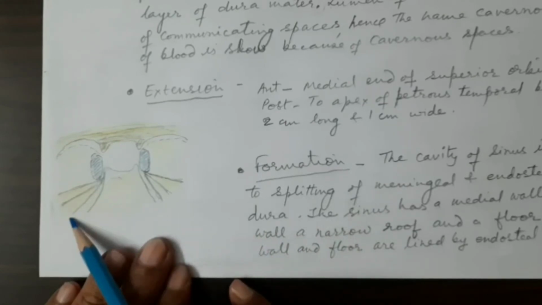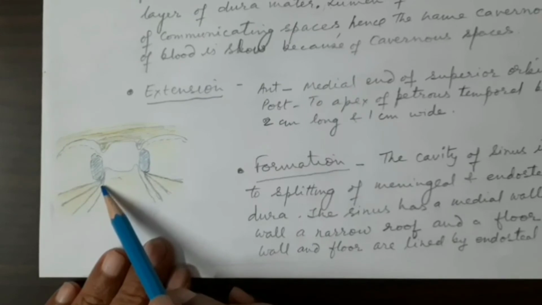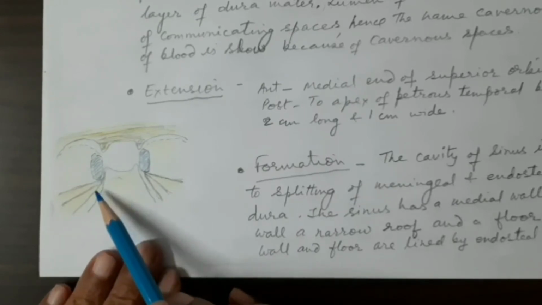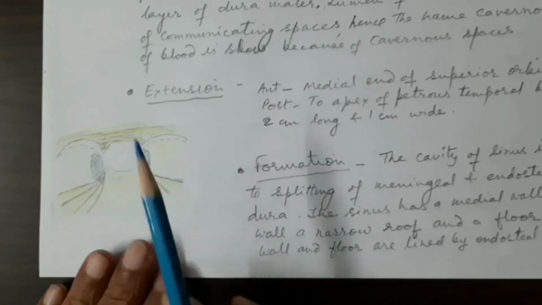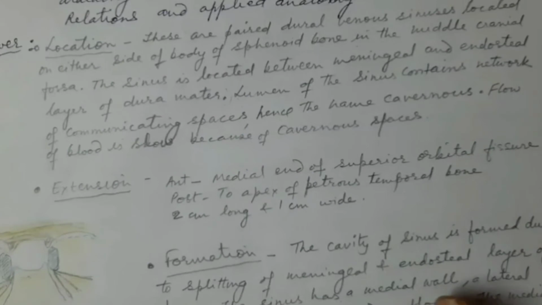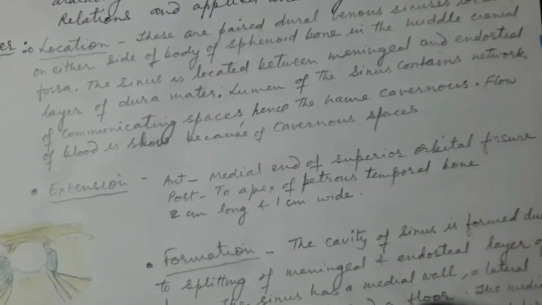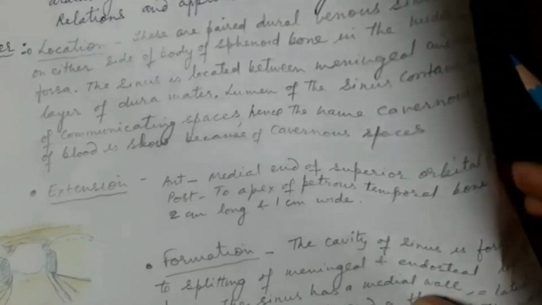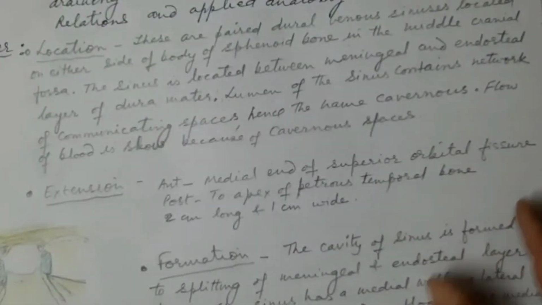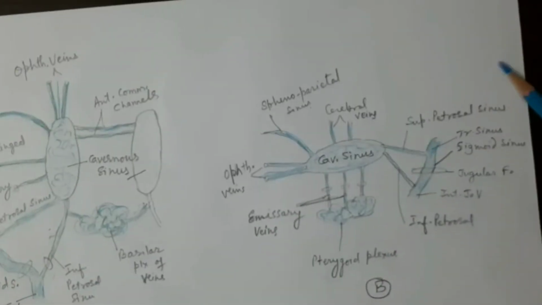Then at the inferior border there is the inferior petrosal sinus, and this inferior petrosal sinus will also drain the blood through the jugular foramen. It will go, and then at the base of the skull it will join the internal jugular vein. I will show you these two sinuses posteriorly, how they are draining.